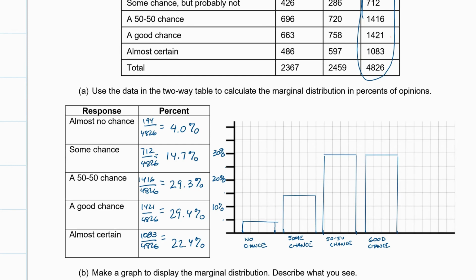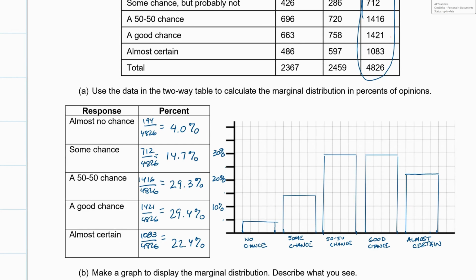All right. And then lastly, this is the almost certain opinion. And this is the one that's about 22%. There's 20, so 22 is about there. There we go. All right. So we've got this great display. Let's make sure we have context.